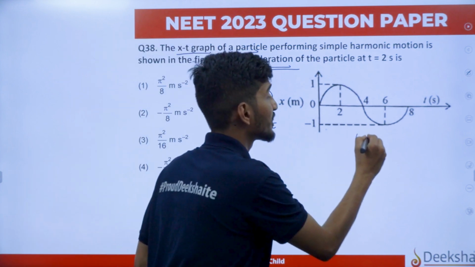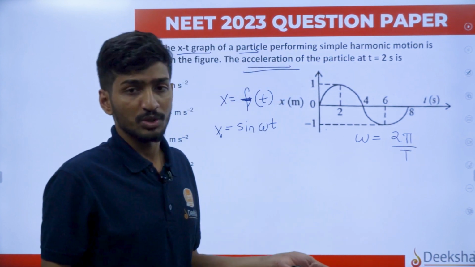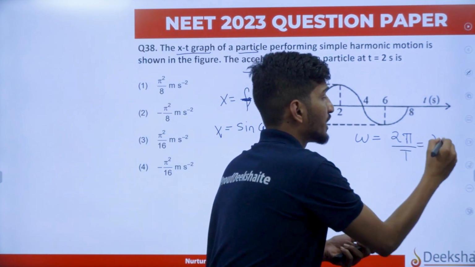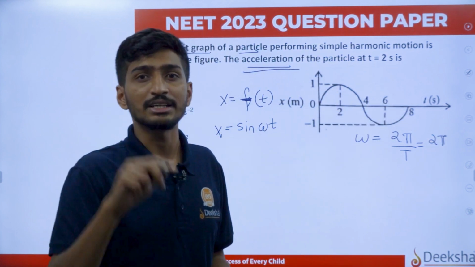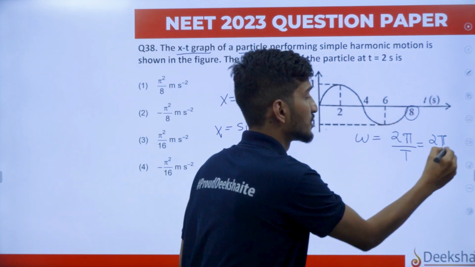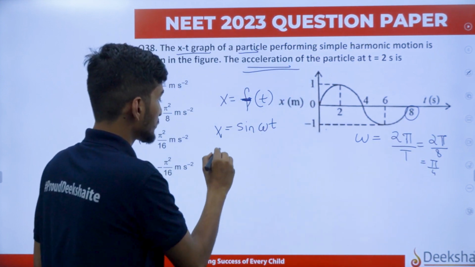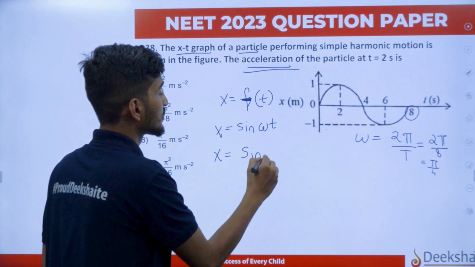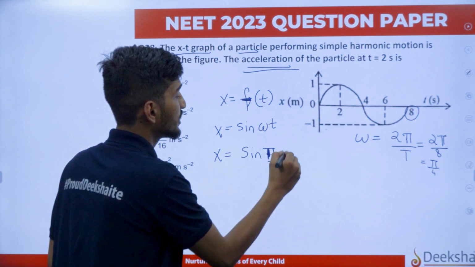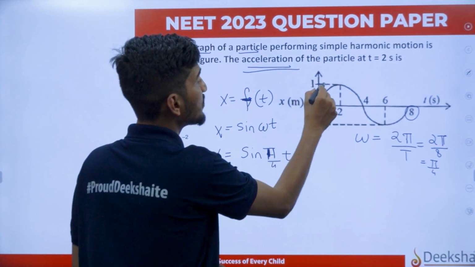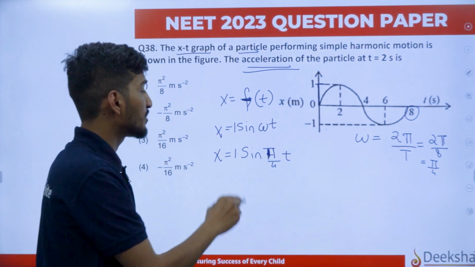How do you calculate omega? Omega, as you know, is 2 pi by time period. We know this formula. 2 pi divided by what is the time period of this wave? In how much time does this wave complete a full cycle? That's right, 8 seconds. So 2 pi by 8 or pi by 4. So x just becomes sine omega, which is pi by 4 into t. What is the amplitude of the wave? Amplitude of the wave is 1, so 1 sine omega t. Okay, so sine pi by 4 t.